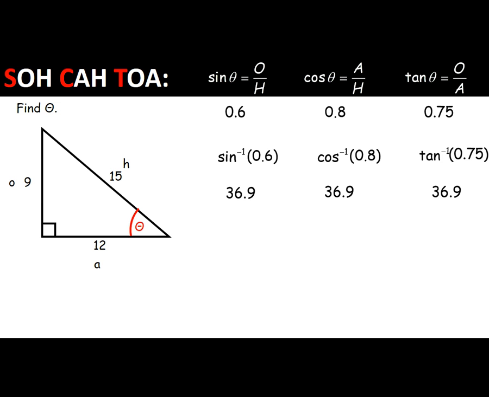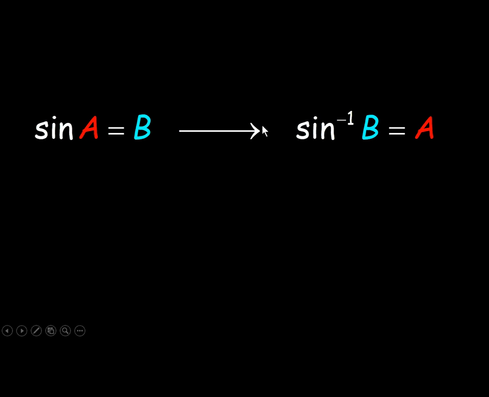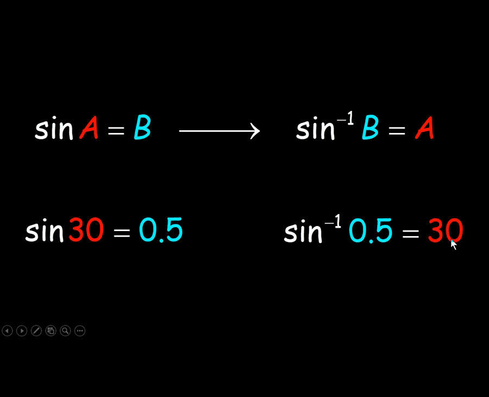Every time we're using trigonometry to find an angle, we use the inverse sine, inverse cosine, or inverse tangent, because inverse sine, cosine, tangent do these problems backwards. For example, if the sine of A, some number, is B, that means the inverse sine of B is A. The inverse is doing the same thing backwards. So if you typed in your calculator sine of 30, you'd get 0.5. If you took the inverse sine of 0.5, it would turn it back into the 30-degree angle.